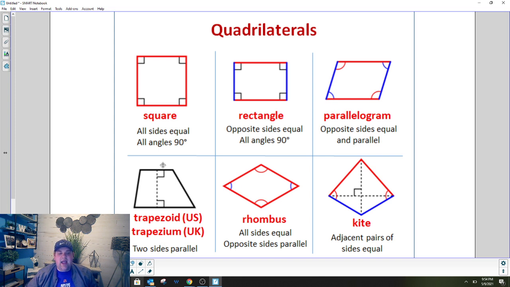Trapezoids only have two sides that are parallel. That's the only thing that's true about trapezoids. A rhombus has four sides that are congruent to each other. Opposite sides are parallel. But the one thing that differentiates a rhombus from a square is that they don't have to be 90-degree angles. And then a kite has adjacent pairs of equal sides. So the top sides are the same size as the bottom sides.